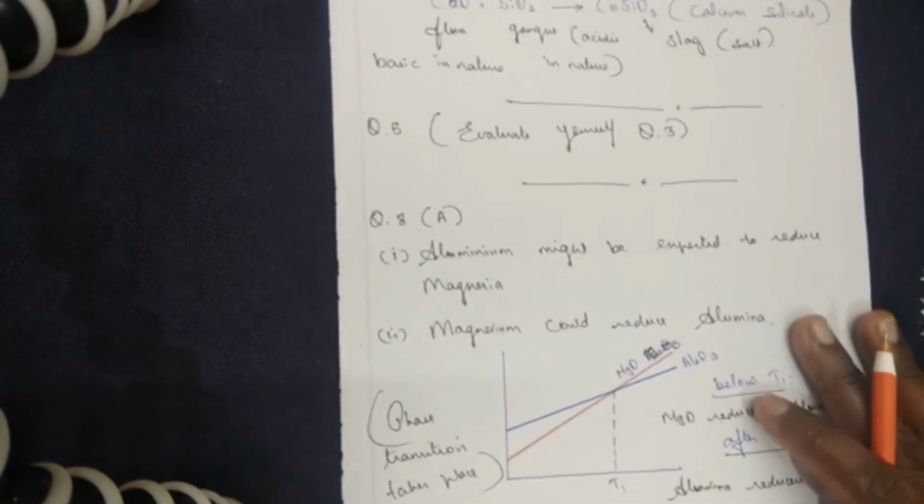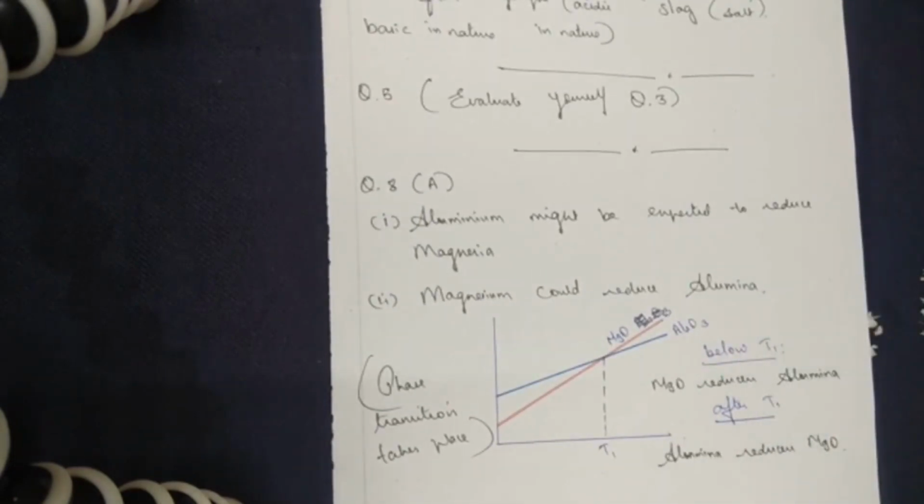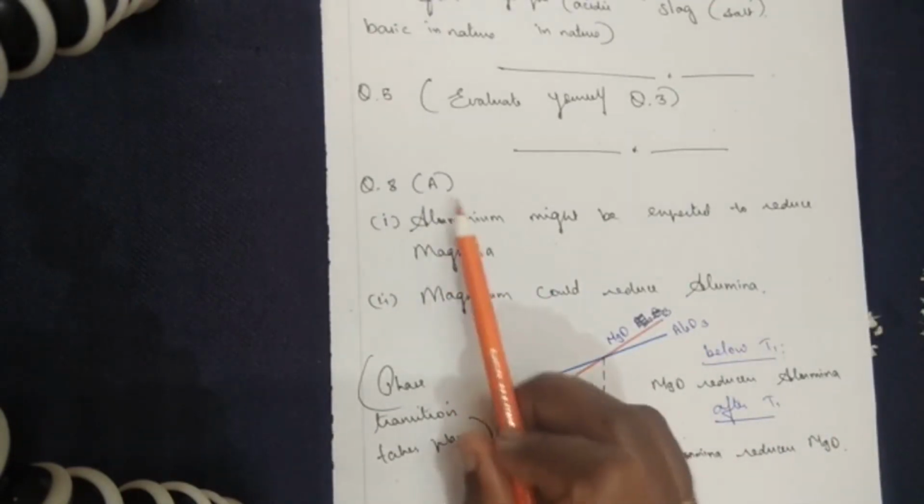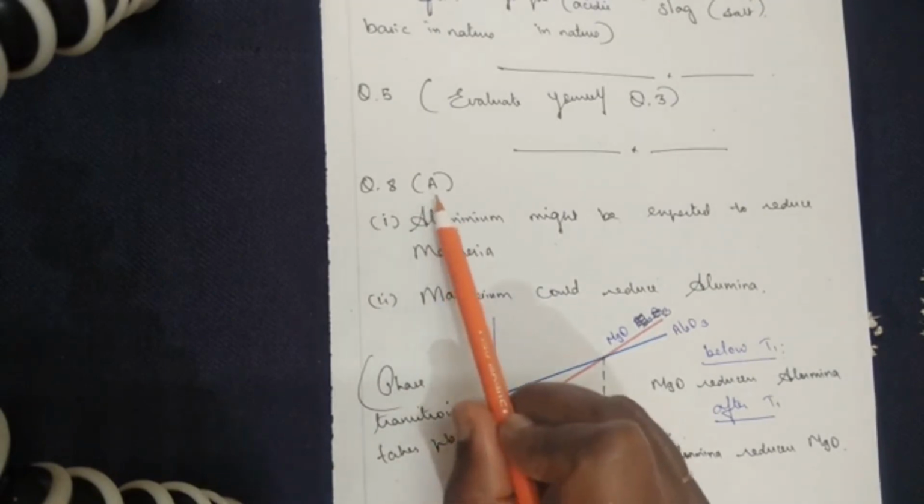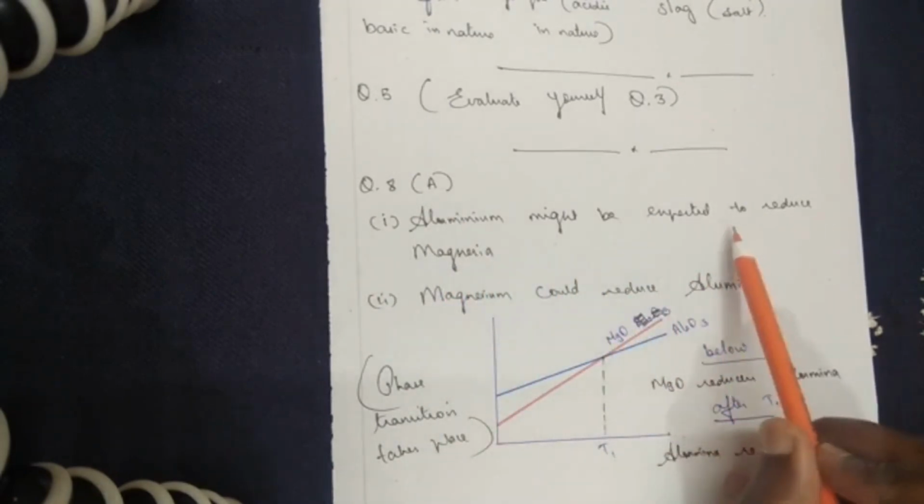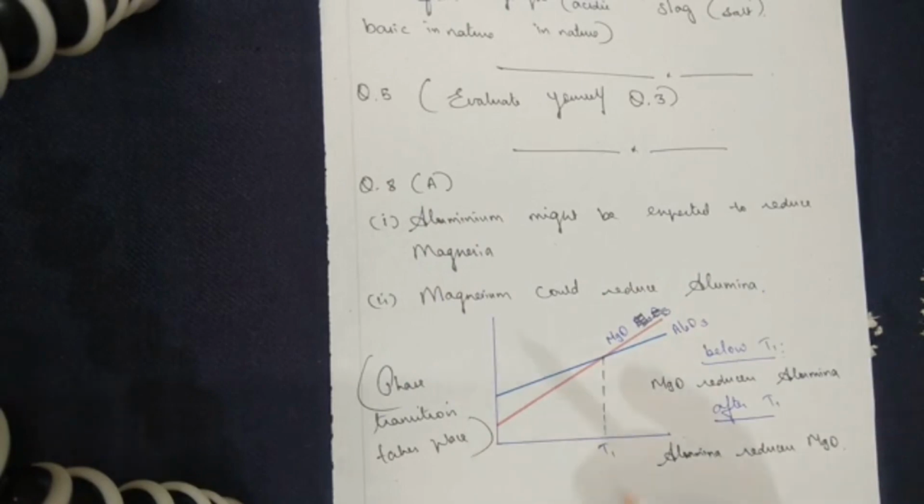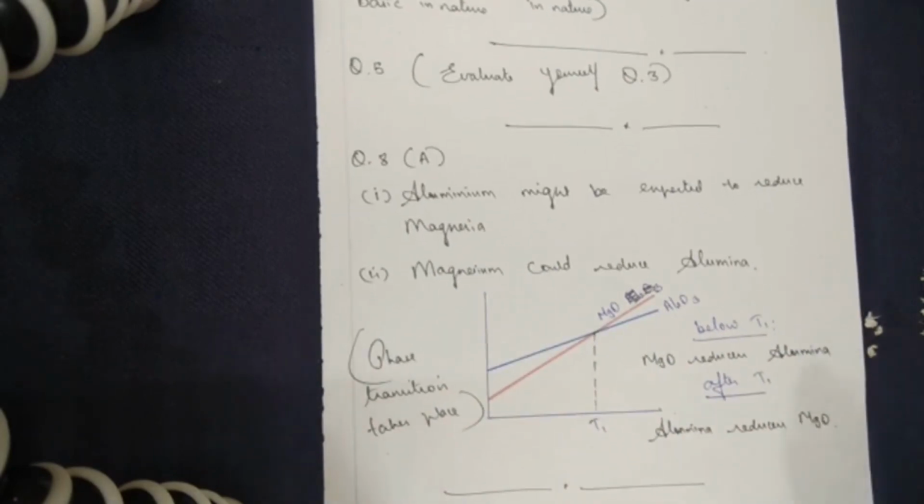Now we will move on to question number 8, that is aluminium. Question number 8 has 3 divisions. Division 1, aluminium might be expected to reduce magnesia. Magnesia is nothing but MgO, magnesium oxide. Division 2, magnesium could reduce alumina. I'm not confusing you with the answers.